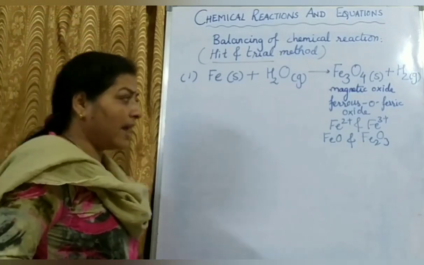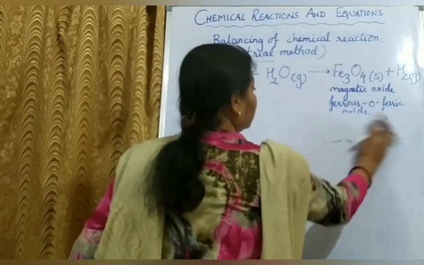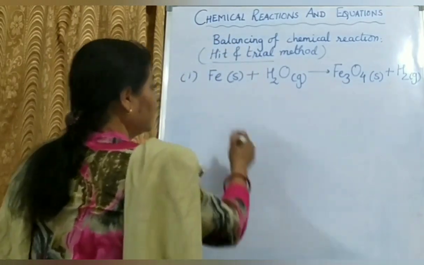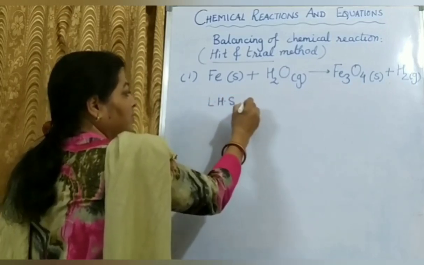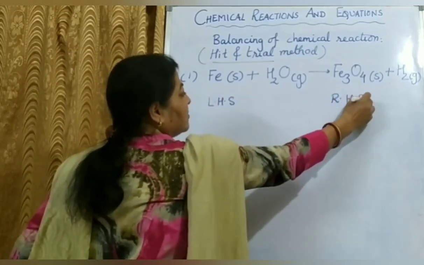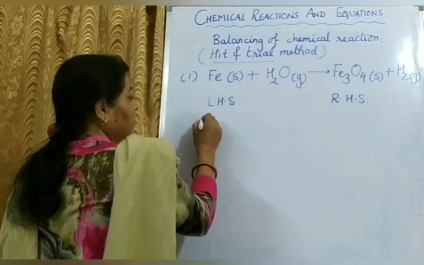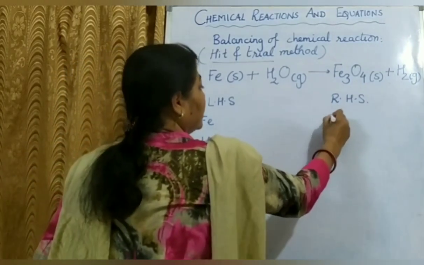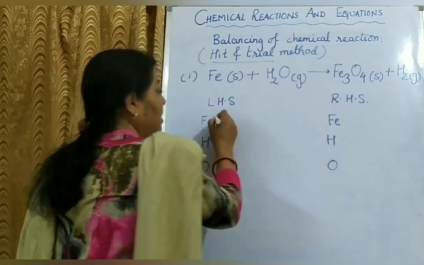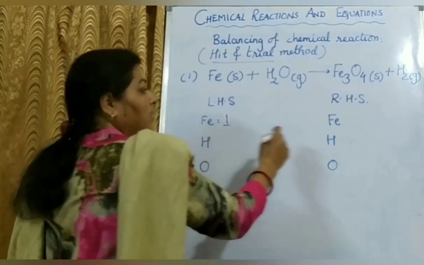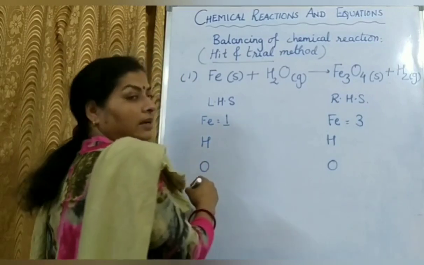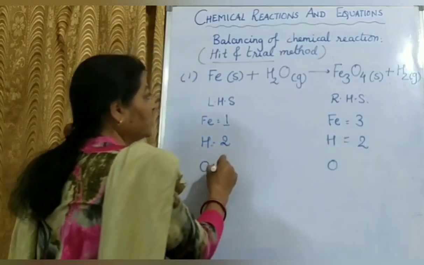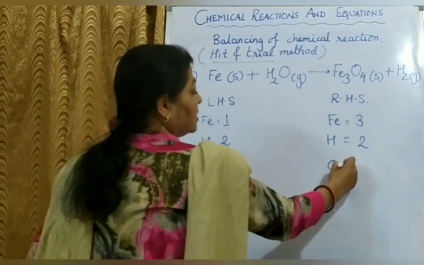Now let us see how we will balance this. So we make a list of the LHS and the RHS elements which are there. Left hand side we have Fe, hydrogen, oxygen. Right hand side again we have Fe, hydrogen, oxygen. Fe on the left hand side is 1, whereas on the right hand side 3 atoms of iron are there. Hydrogen, 2 atoms, this side also 2. Oxygen here it is 1, and oxygen on this side is 4.